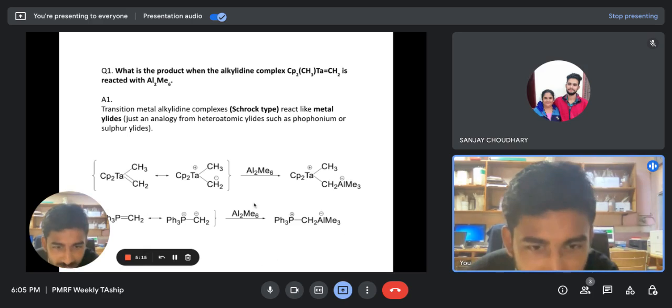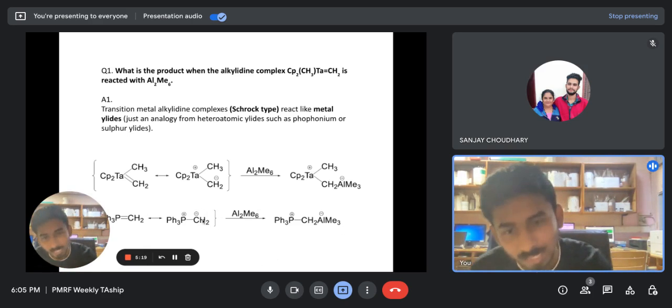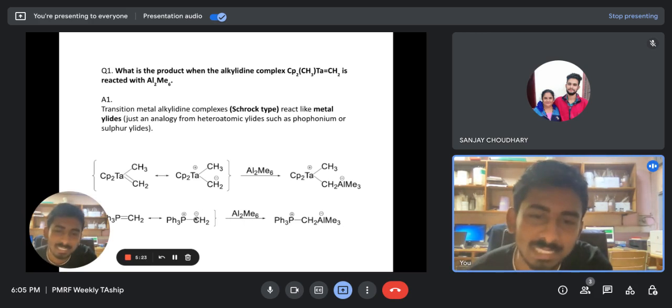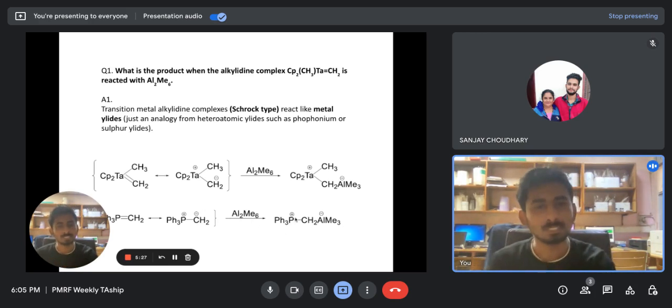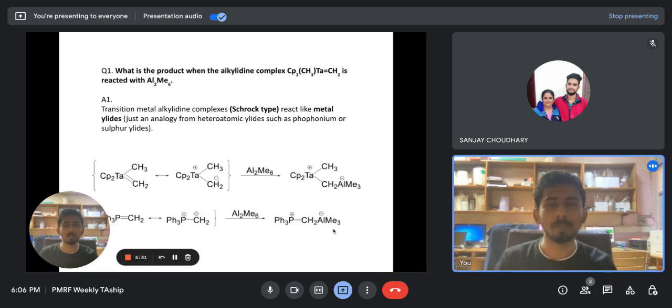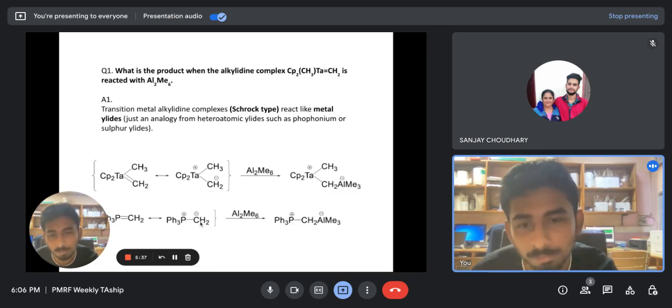Now, since this is a Lewis acid, and now it is a Lewis base because it has a carbanionic character, and now it has a pi acidic character, so the electron density is shifted from this carbon towards the aluminium. Now, what happens? The adduct that forms is PPh3+CH2AlMe3-. So, this is a classical reaction when any Lewis acid is reacted with this phosphonium ylide.